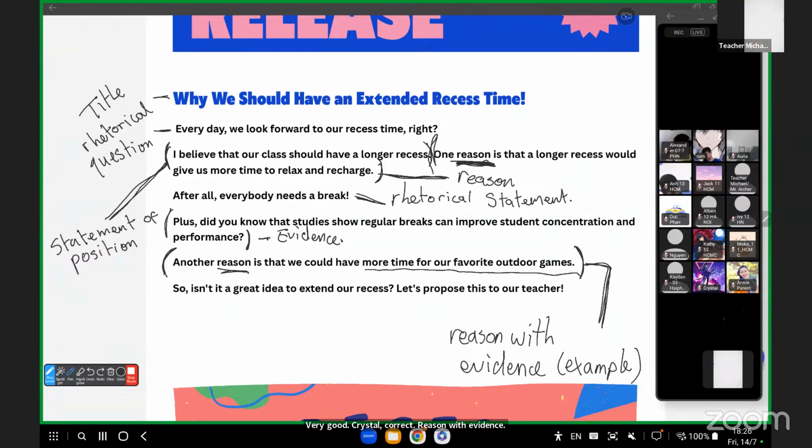And the type of evidence that this reason has given is an example, because it's giving us an example of the things that we could do with our longer recess. So another reason is that we could have more time for our favorite outdoor games. Very good, Aurea. And finally, what is this?